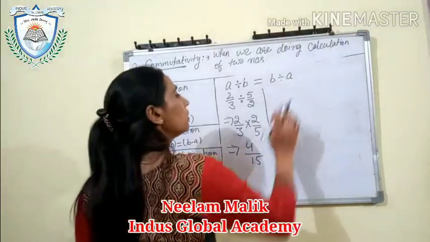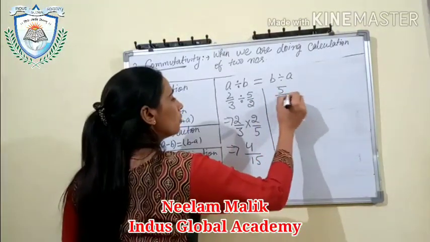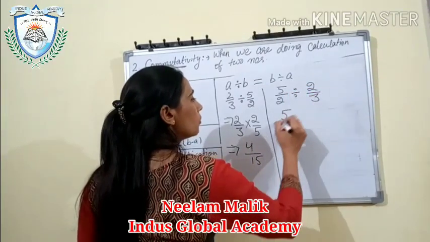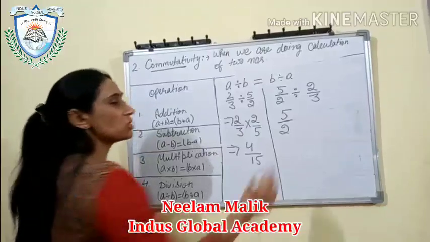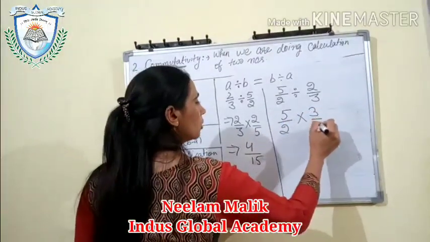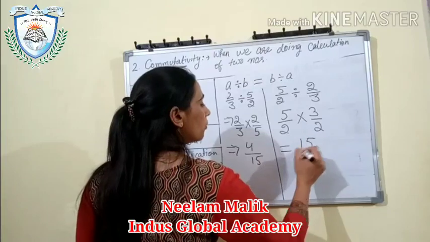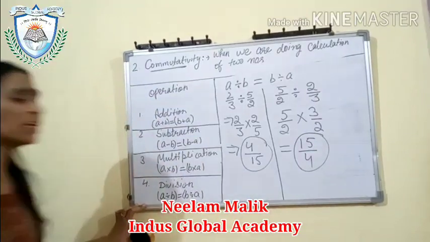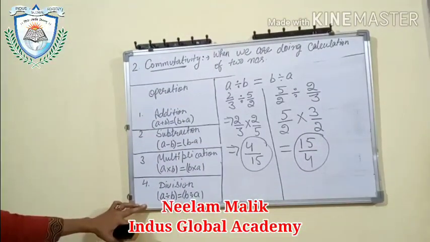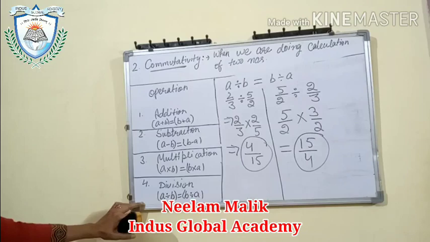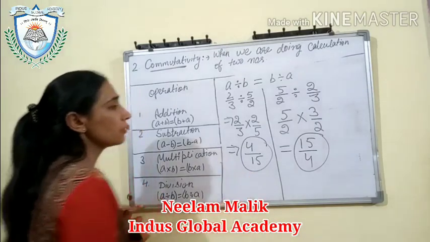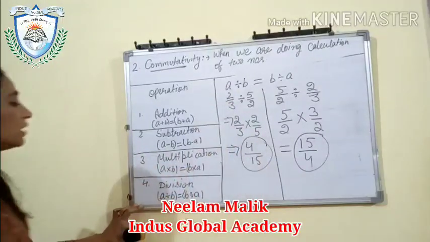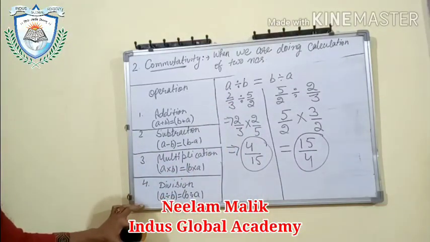Now I will check b divided by a. B is 5 upon 2 divided by 2 upon 3. 5 upon 2, and the divide sign will change into multiply, with reciprocal 3 upon 2. So that will be 15 upon 4. Check this. They are not same. So we will say rational numbers are not commutative under division.